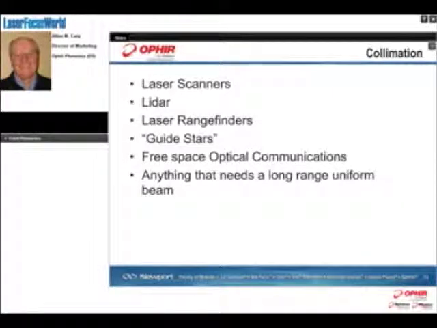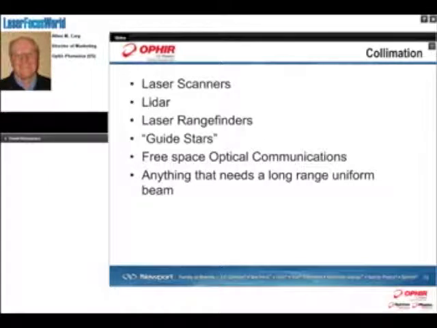Free space optical communications, where we're using a laser beam through free space, and putting a signal on top of that and using it as a communications link. All of those require a very long range beam that stays relatively the same size. This is what collimation is. So basically anything that needs a long range uniform beam.